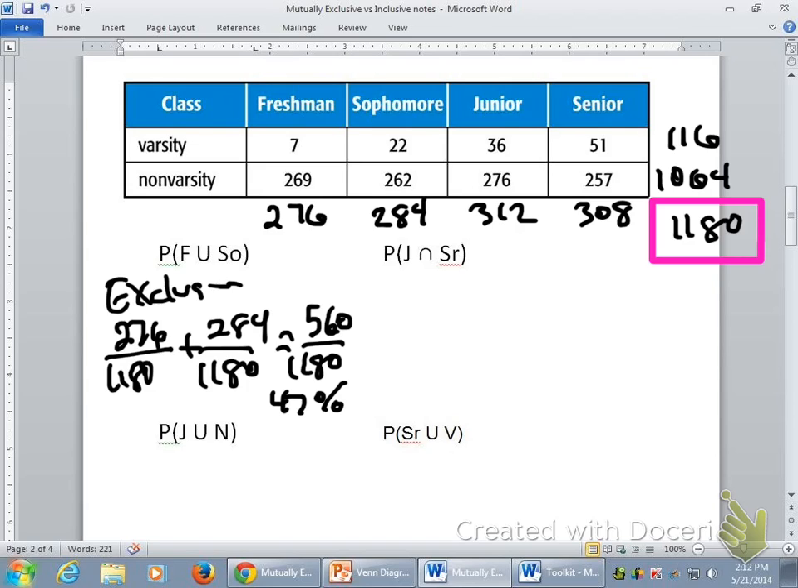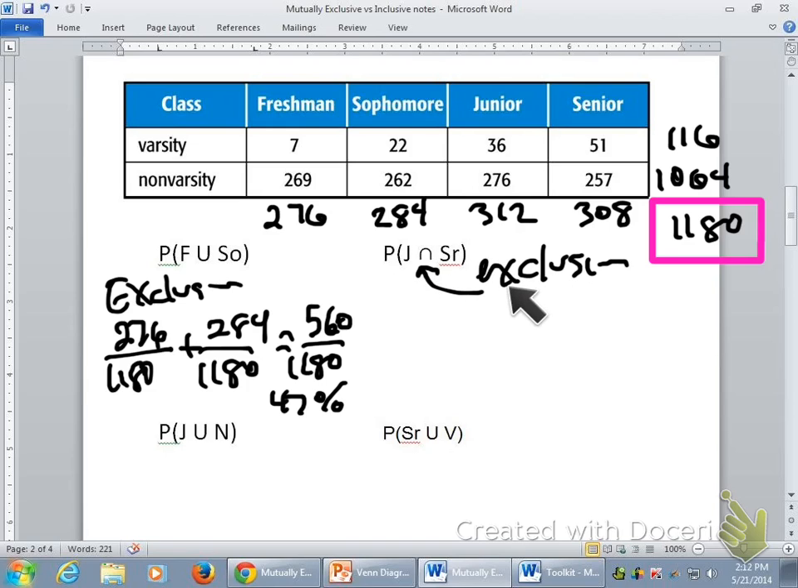Okay, these are going to be exclusive. You can't be a junior and a senior at the same time, right? So just like the last one, I'm going to do the probability of a junior and a senior. But wait a second. This is an intersect sign. It's not a union sign, right? So how many juniors are seniors? You said they were exclusive. You just stop there. All right, that's exactly right, and that's actually a rule of exclusive.